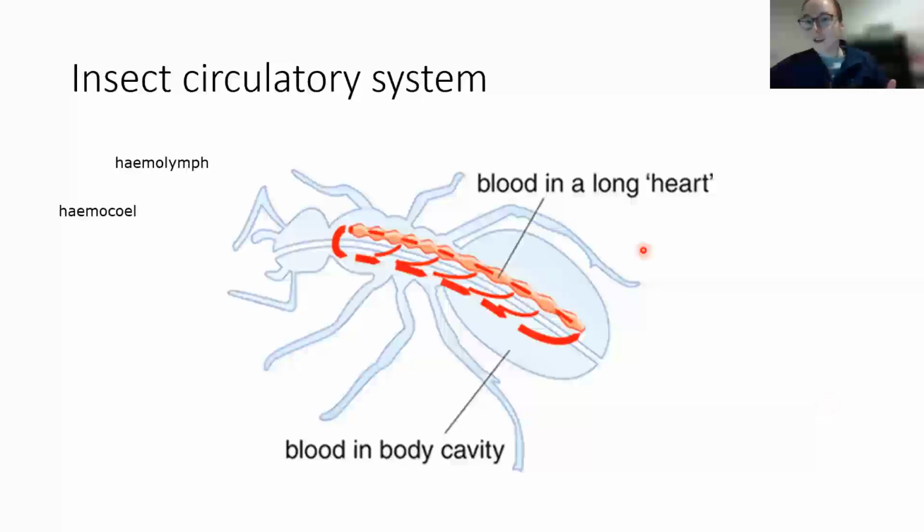So it's valves, okay? So valves allow things to go in one way, but they prevent it coming back. And we're going to do the heart in a second, so we'll do a little bit more about valves, okay?